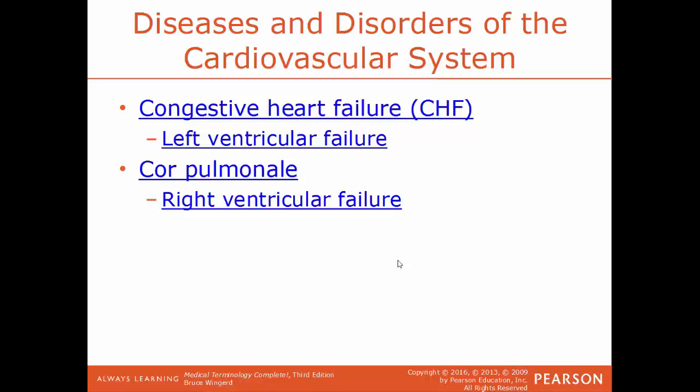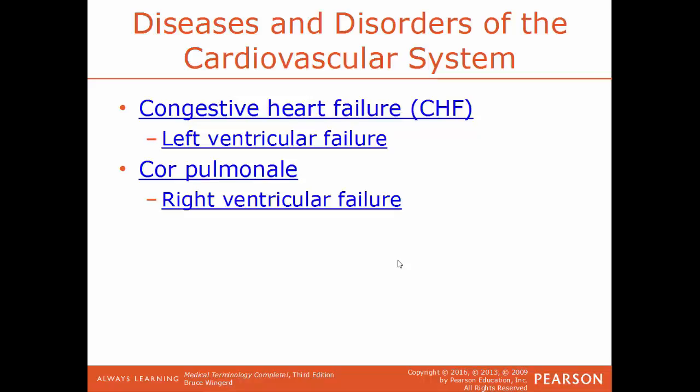And when this happens, the blood has to go somewhere. Well, the circulatory system is one continuous circuit. If the blood can't be pumped forward, it's going to back up and has to go somewhere else. So when the left-hand side of your heart fails like this, the blood gets backed up into the lungs. So you get a swelling or an edema of the lungs.